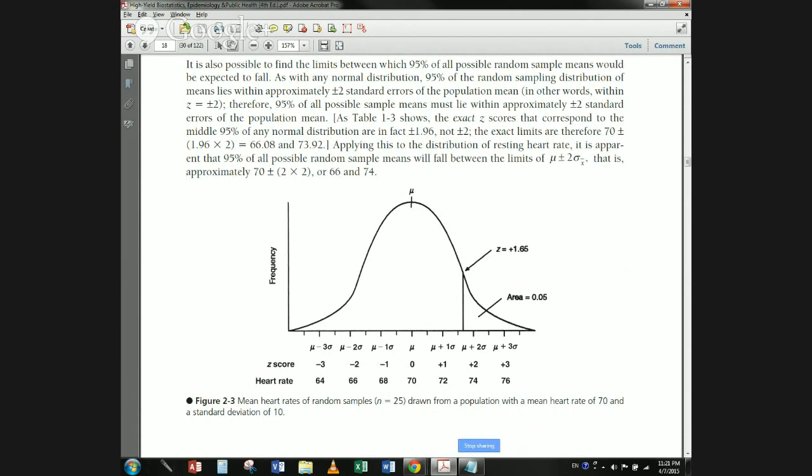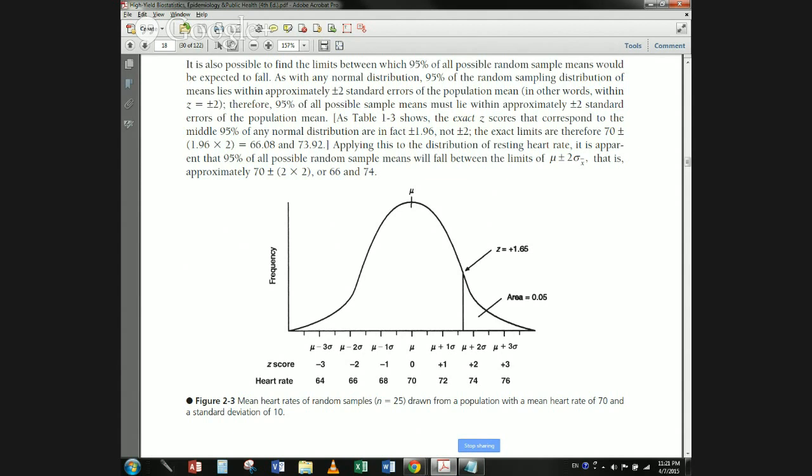Therefore, 95% of all possible sample means must lie within approximately plus or minus 2 standard errors of the population mean. As Table 1.3 shows, the exact z-scores that correspond to the middle 95% of any normal distribution are in fact plus or minus 1.96, not plus or minus 2. The exact limits are therefore 70 plus or minus 1.96 times 2, which would be 66.08 and 73.92.